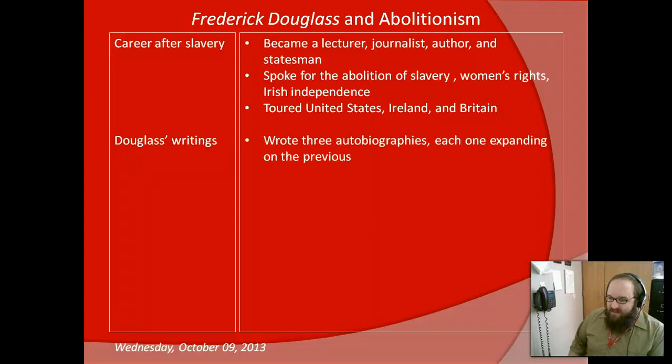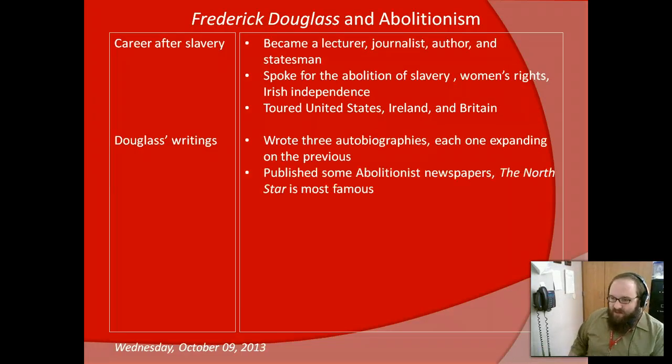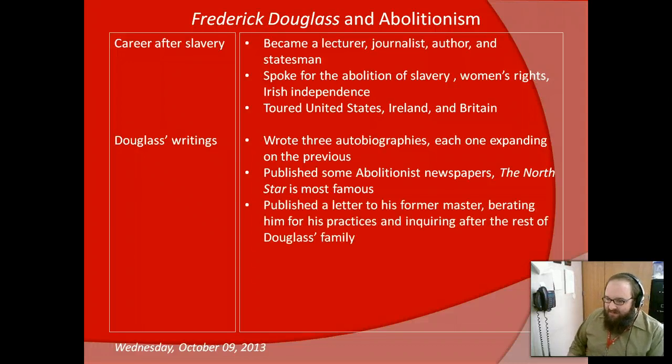His writings: Frederick Douglass wrote eventually three autobiographies. Each one sort of expanded on the previous one. He published some abolitionist newspapers, the North Star being his most famous. He even published a letter to his former master. It was published in his North Star newspaper, and in this letter, he publicly berates his master for the evil practices that his former master would enact on his slaves.